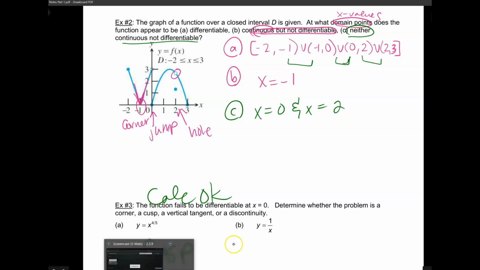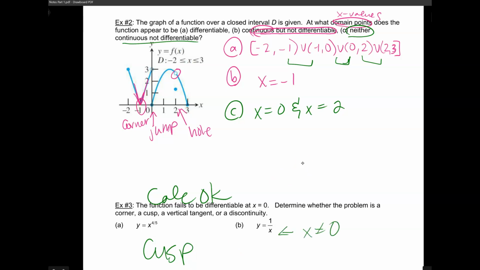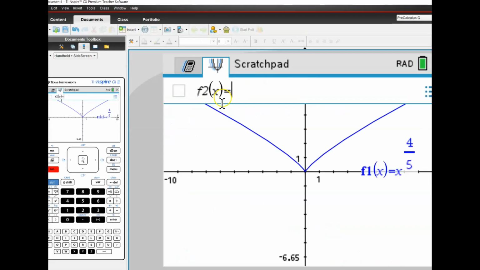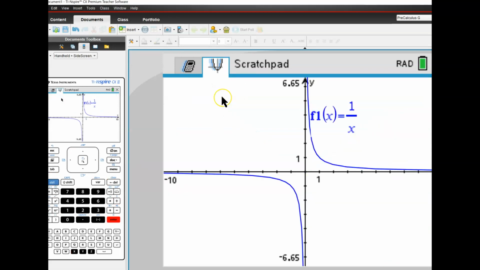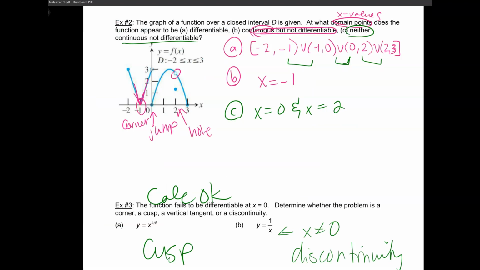What about 1 over x? Without even graphing. It's a discontinuity. Literally, it's 1 over x. Let's graph this. What's happening at x equals 0 is an infinite discontinuity. Awesome. Wait, what did you do for the value for the last one? I just did x to the 4/5, and this one I just did 1 over x.